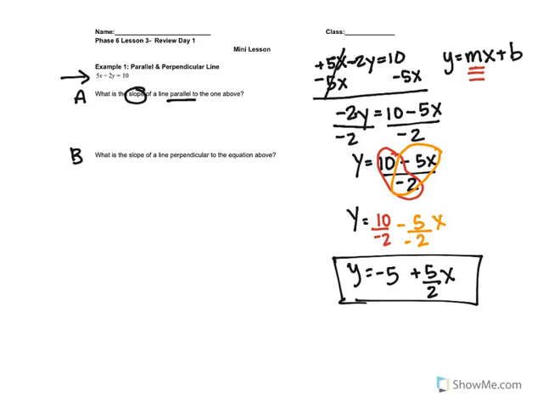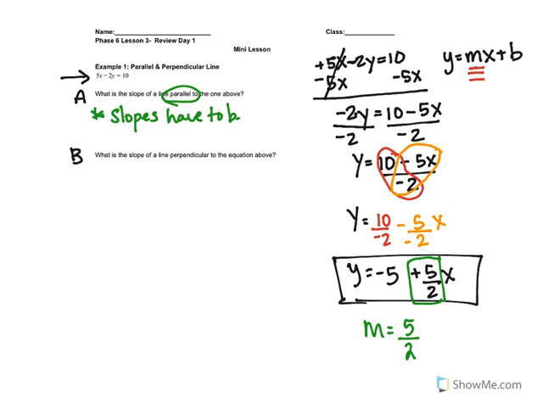Well, in this equation, the slope of my line has to be the number next to x, which in this case is positive 5 over 2. So my slope here is 5 over 2. If I'm looking for, in part A, for something that is parallel, that means that the slopes have to be the same, or they have to be equal to each other.